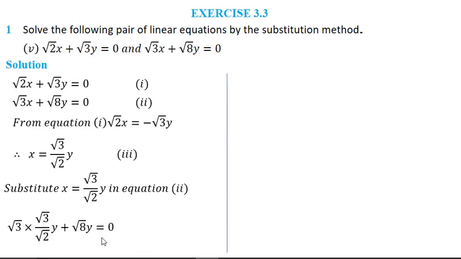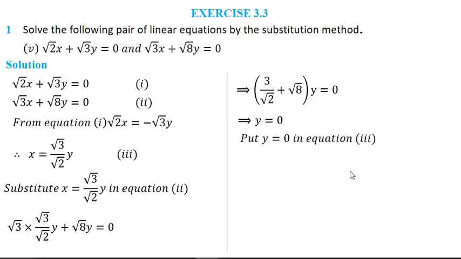Now after simplification, I get 3 divided by root 2 plus root 8, into y, equal to 0. As on the right hand side I have 0, when I move this term, I will get y equal to 0 upon 3 upon root 2 plus root 8, which gives me the answer as 0. So the value of y is 0. When we put this value of y as 0 in any of the equations, like in equation 3, we will get the value of x also 0. So x is 0 and y is 0 is the solution.